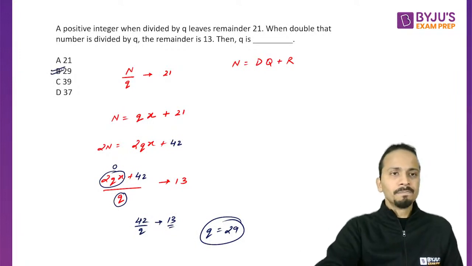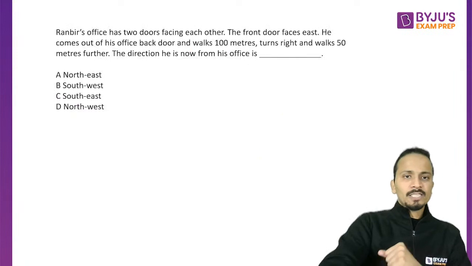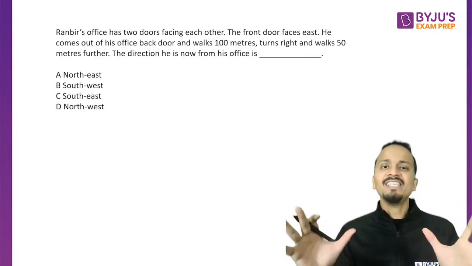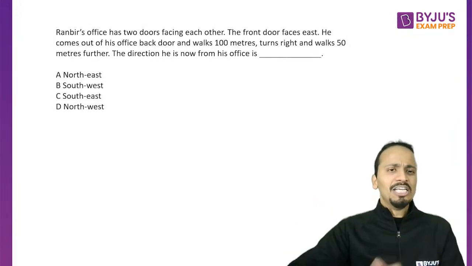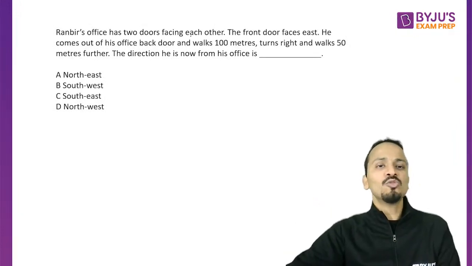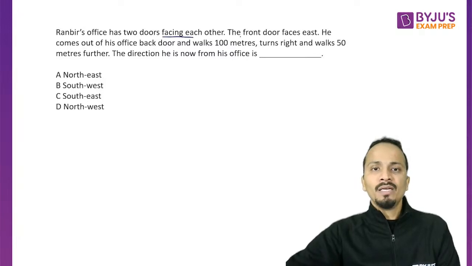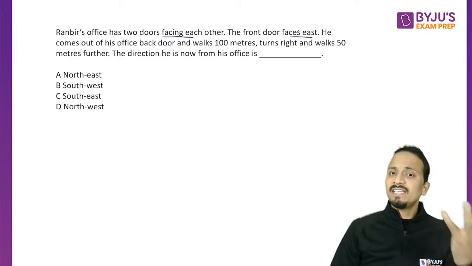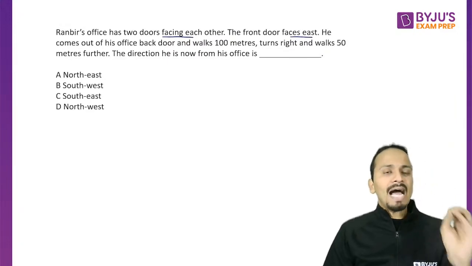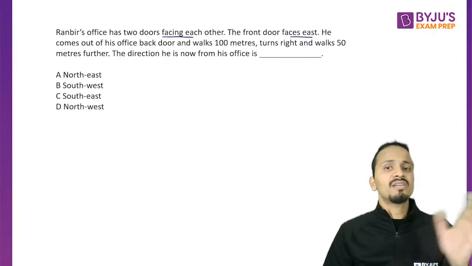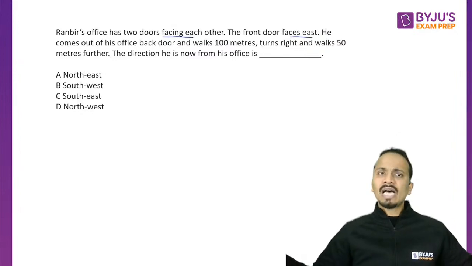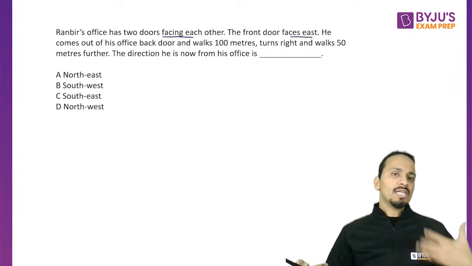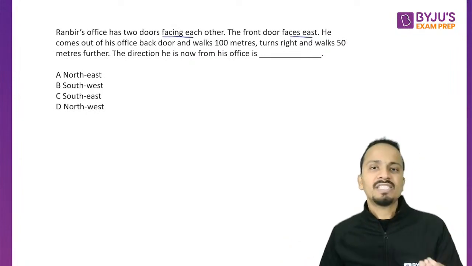We have already discussed this question. Now the next question, again a very easy question on direction sense. It says that Ranbir's office has two doors facing each other. The front door faces east. So if the front door is facing east, then the other door, the back door, will face west, because these two doors are facing each other.